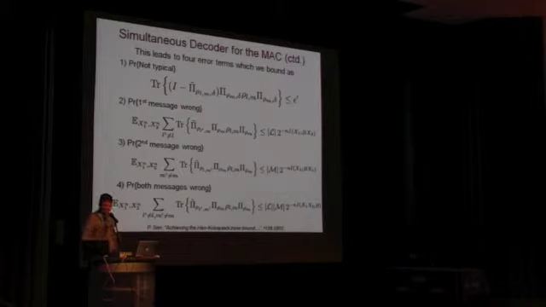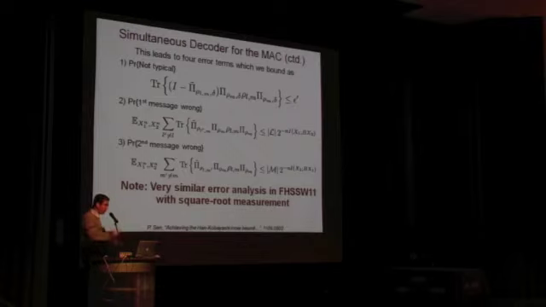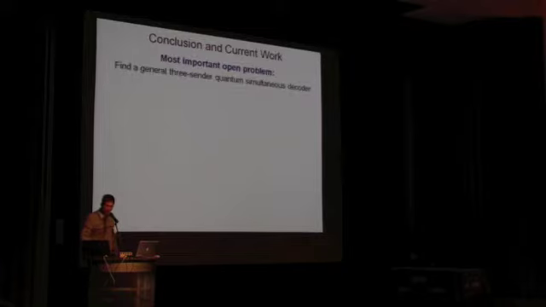Okay, so we can use this sequential decoding approach, or we can use similar ideas to make a particular square root measurement, and at the end, the error analysis will look very similar, but the first part of the error analysis is different in these 2 approaches. So to conclude, the most important problem going forward is to find a general quantum simultaneous decoder for 3 senders. The construction that we have here only works for 2 senders, okay?